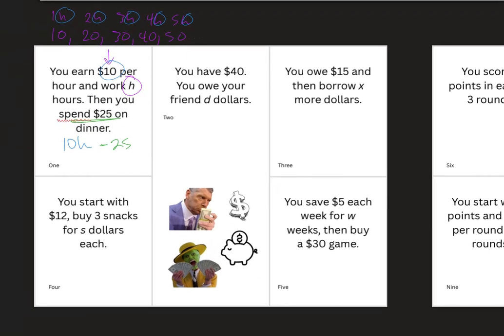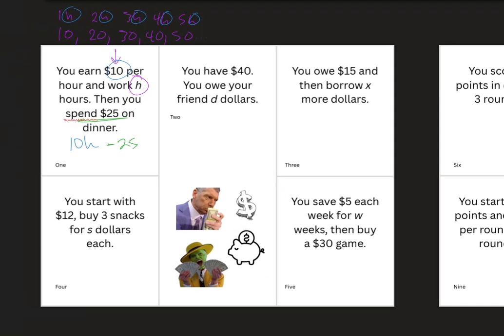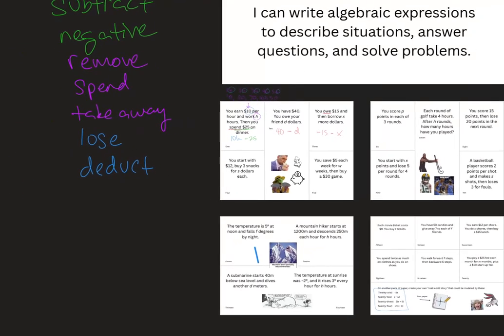So let's jump back up here. You have $40. You owe your friend D dollars. That's it. You owe $15 and then you borrow X more dollars. I'm going to go ahead and say that's subtracting because you will be owing more money, right? In fact, I guess we could even go over here and throw that on here.